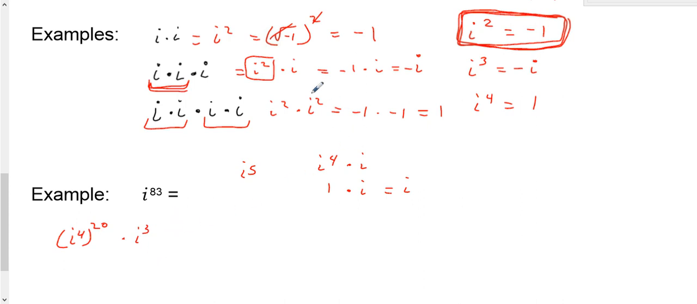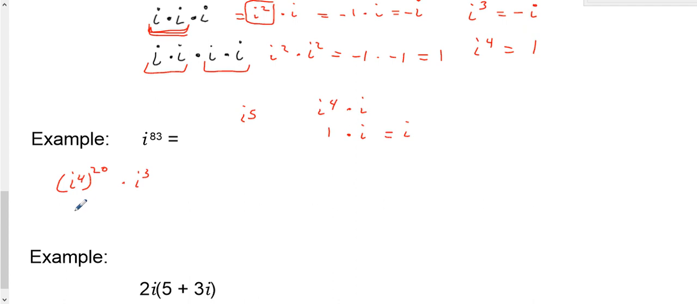And if I remember that i to the 3rd is -i, then I can rewrite i to the 4th 20 times as 1 to the 20th. And i to the 3rd is the same thing as having -i. Okay, 1 to the 20th is still 1, times -i. 1 times -i is just -i. So I've simplified i to the 83rd by understanding how many times i to the 4th will go into 83.